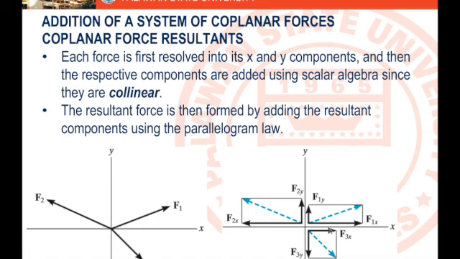As you can see here, this is F1, F2, and F3, and we resolve them into the so-called rectangular components. So we have F1x, F2x, F3x. Notice here that F1x is going to the positive x, as well as F3x. F2x, on the other hand, is going to the negative x direction. So if you add those, that would be F1x plus F3x minus F2x. That's the scalar algebra for it.